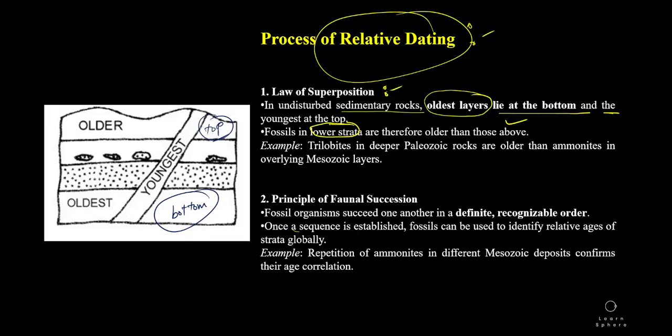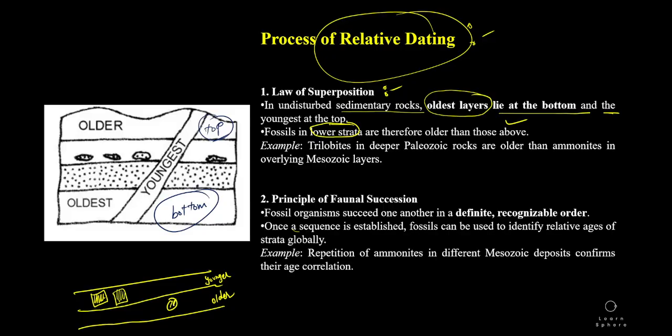Let us consider this layer as younger and this one at the bottom as older. So the first type of fossils are present here and the other are present in the bottom layer. So the fossils which are present in the top layer are younger than those present below. Clear?